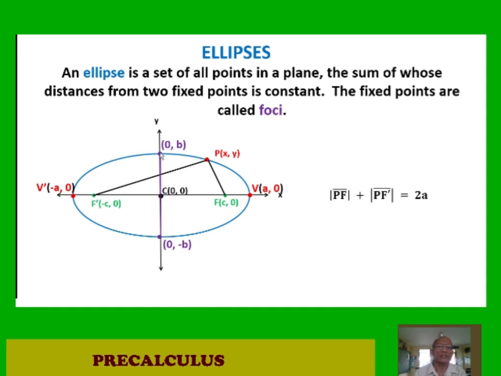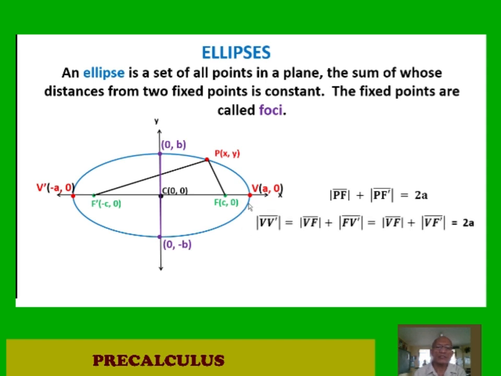Another point, this segment is called the minor axis, and this line is the major axis. This length from the origin to this point is b, while this length is a, and this length also is c. Now let us derive the equation of an ellipse.